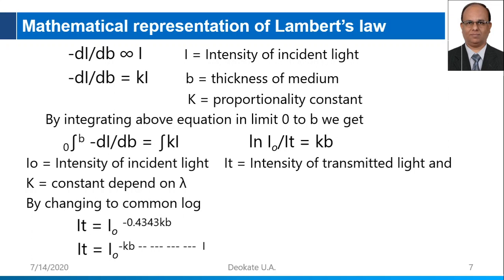By changing to the common logarithm, this is ln, that is log to the base e. Now we'll consider this to the log base 10. So I_T equals I0 times 10 to the power minus 0.4343 K B. This 0.4343 can also be included in this K value, that is a constant value. So we will get a modified equation: I_T equals I0 times 10 to the power minus K B. This we will consider as Lambert's law equation 1. We have to combine these two equations, Lambert's law equation and Beer's law equation, in the next slide.